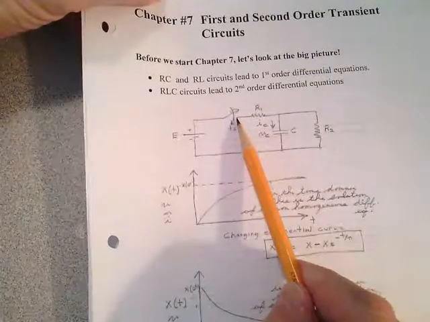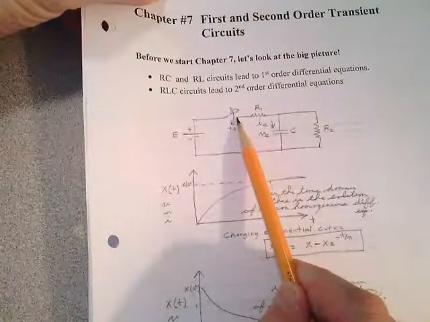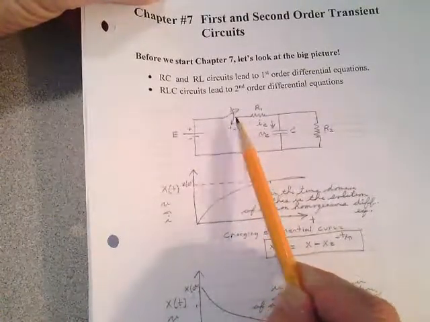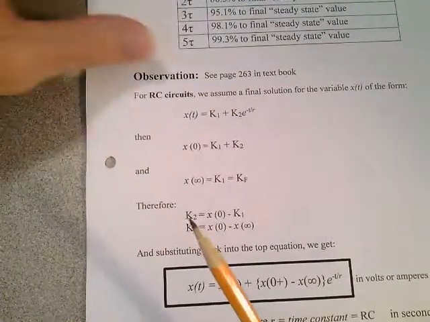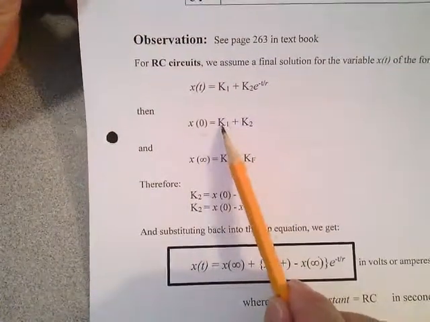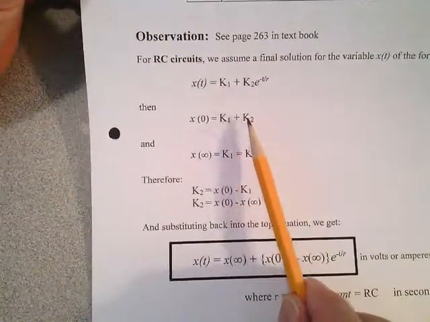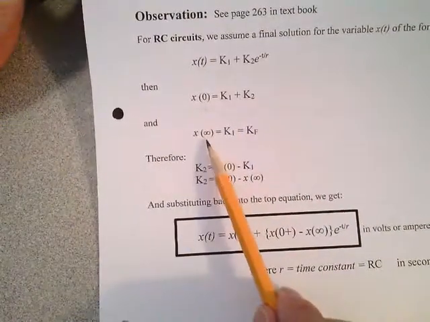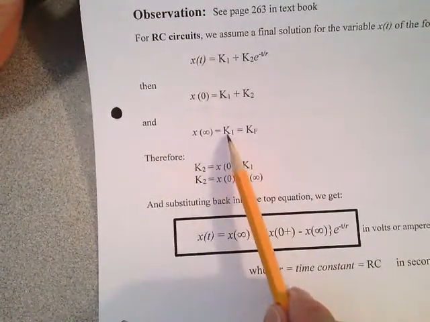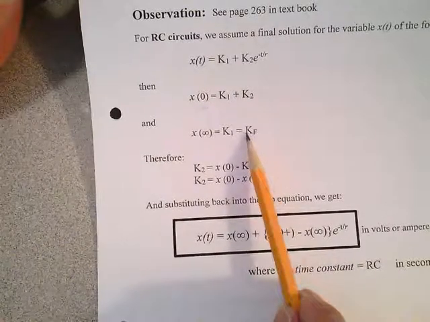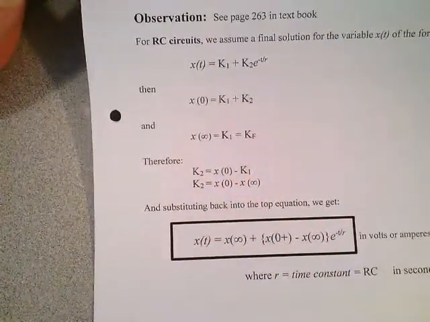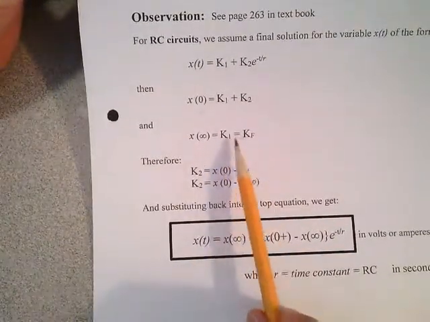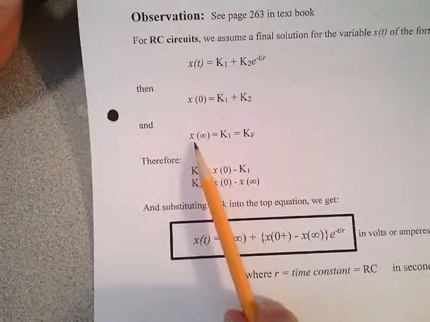That's when you first throw this switch at t equals 0. You're making an evaluation of either current or voltage. So in general, it's K1 plus K2. Let's just hold that thought for a minute. And at x of infinity, K1 is equal to the final value. I call it K sub F. Well, how do I get K1 is equal to the final value of x of infinity?